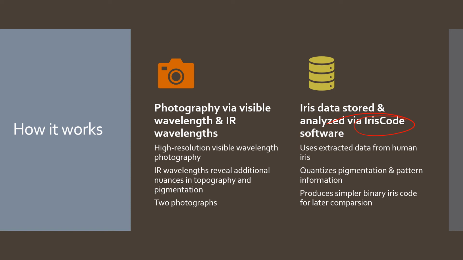This iris code software uses extracted data from the human iris, and it quantizes the pigmentation and pattern information. So just like I was talking about before, you take an image, you pick out all the important parts, and then you turn it into numerical code. That's what iris code does, but it's specific to the iris. It produces a simple binary, numerical code that you can compare later with a great deal more objectivity than you could if you were just looking at two photographs by yourself.